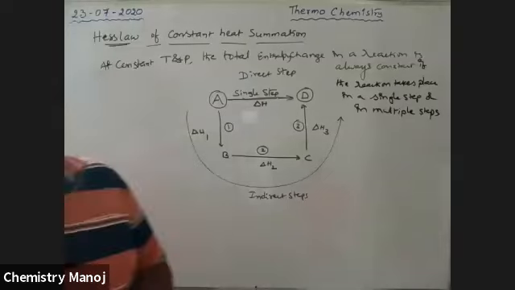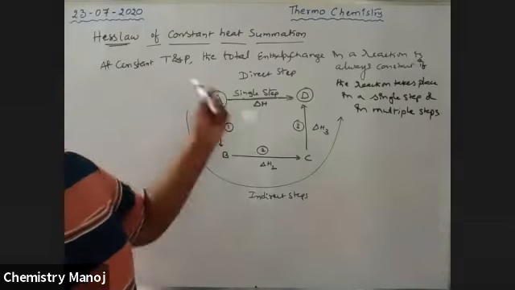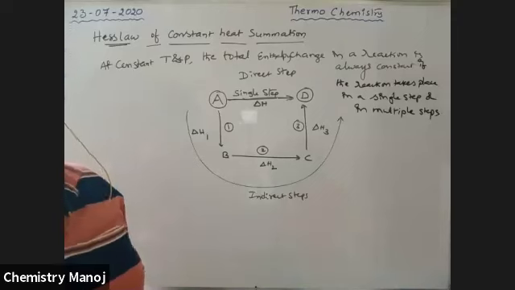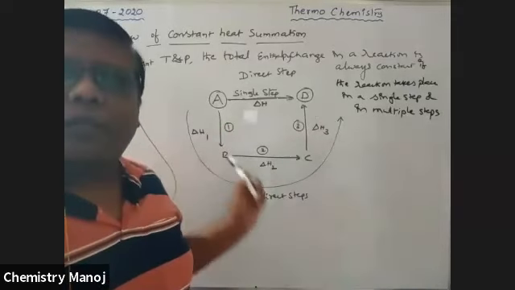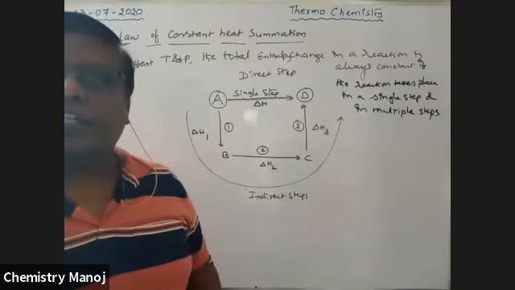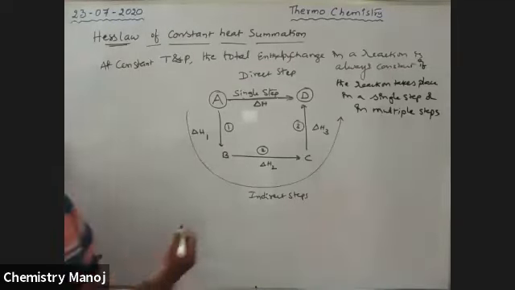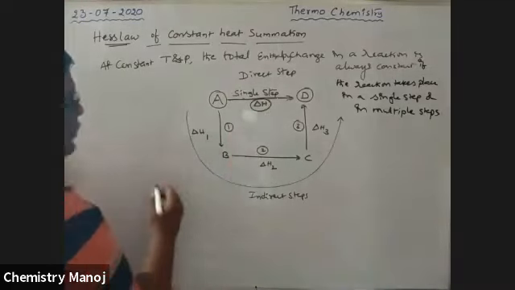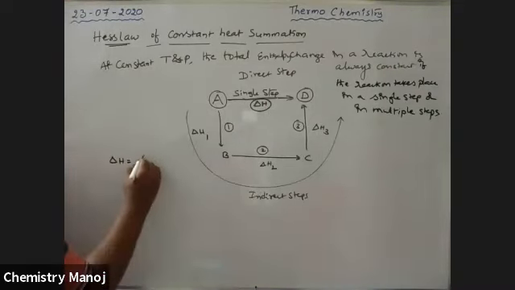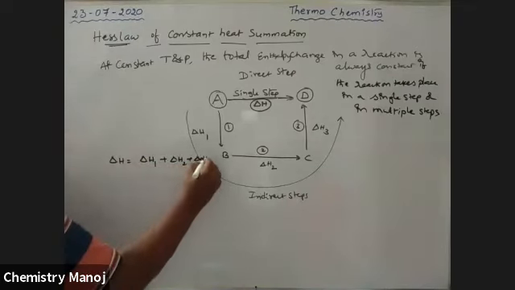This is called Hess law of constant heat summation. So if the process takes place in a single step or in multiple steps, the total heat change of the reaction is always constant. Therefore, according to Hess law, the direct step energy, that is delta H, is equal to the sum of the multiple steps energy values, delta H1 plus delta H2 plus delta H3.